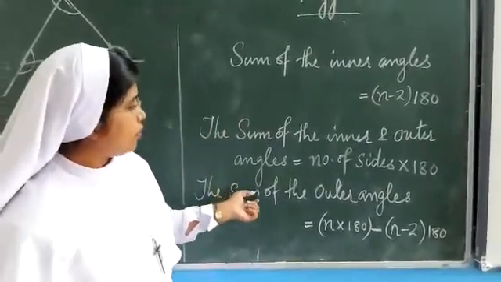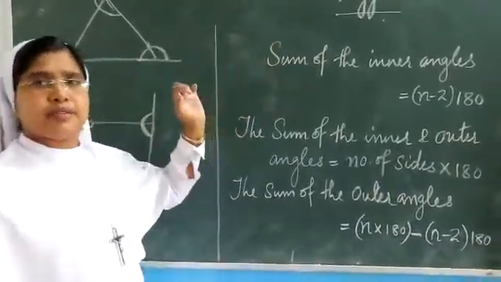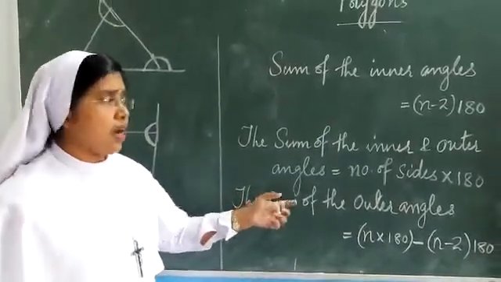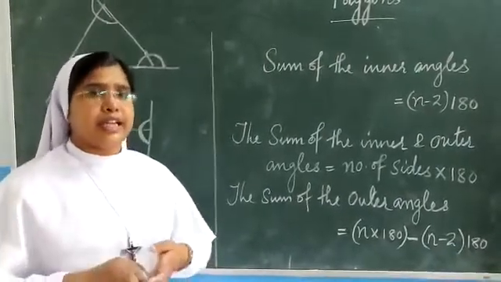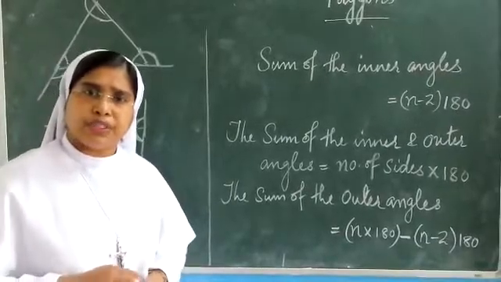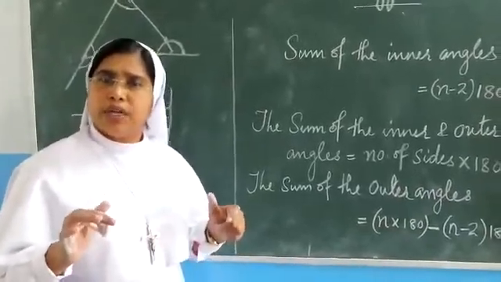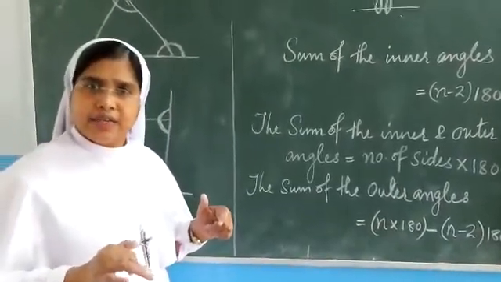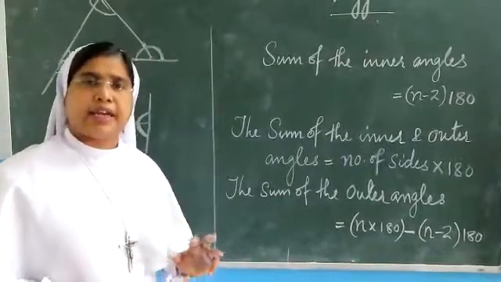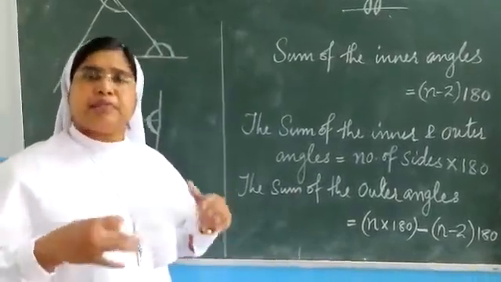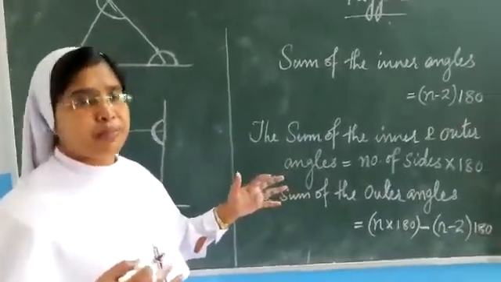Now, the sum of the outer angles. We found out the inner angles and the total sum. Now what is the sum of the outer angles? Earlier we already proved it for a triangle and quadrilateral, we did a problem and found out. In all the cases, the sum of the outer angles is 360. You should never forget. The sum of the outer angles of any polygon, triangle, quadrilateral, pentagon, hexagon, the sum will be 360.